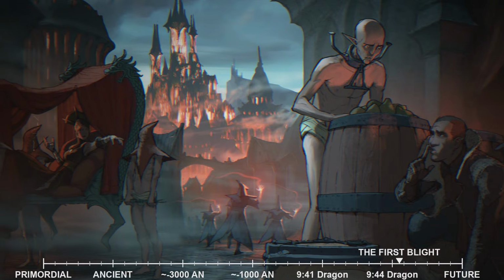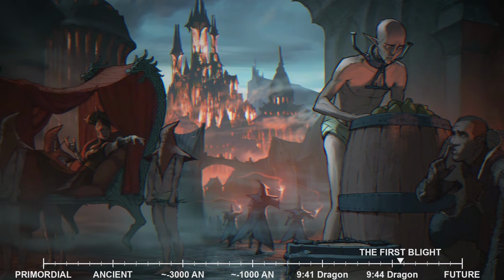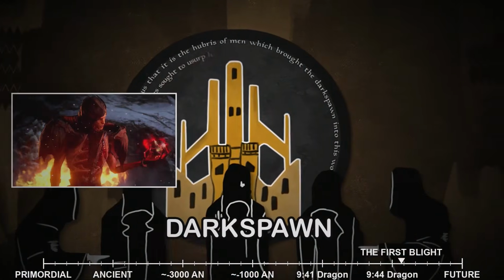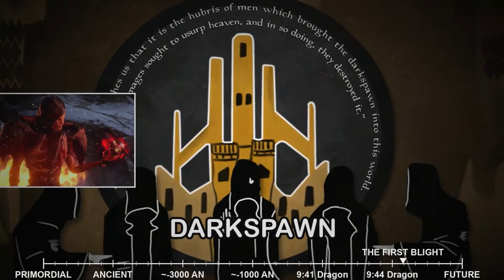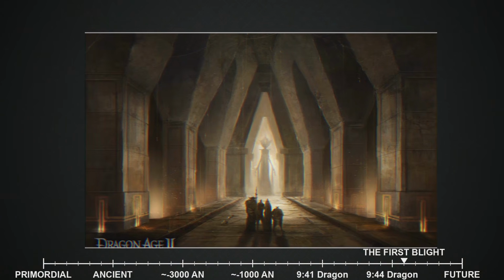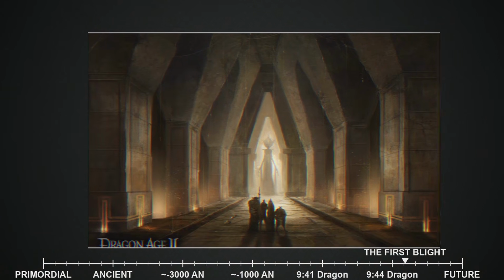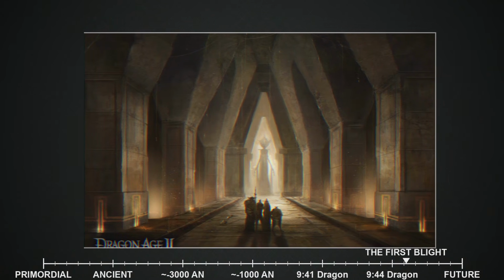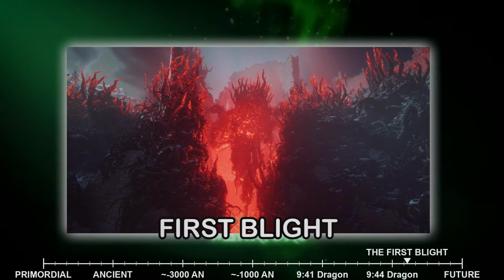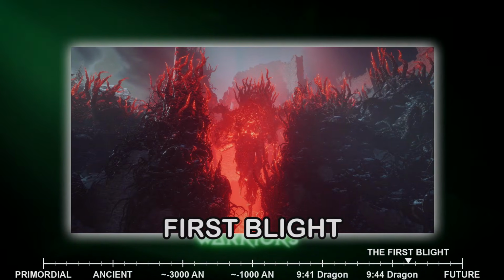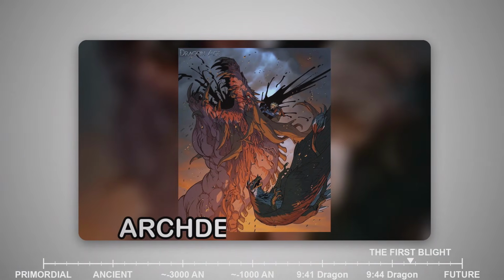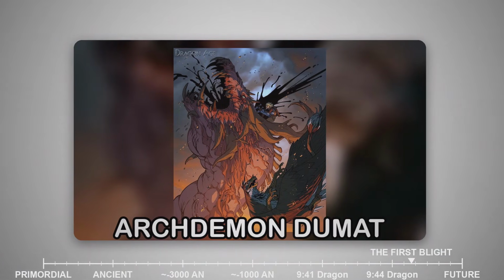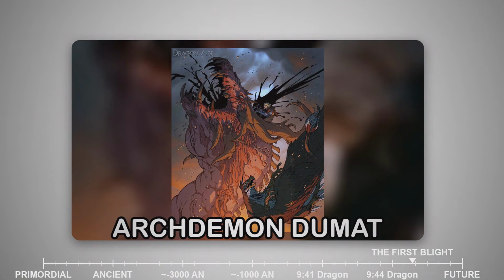The Magisters, now transformed into hideous, monstrous beings known as the First Darkspawn, were cast back into the mortal world. They emerged not from the surface, but from the forgotten depths of the Deep Roads, the ancient subterranean network built by the dwarves. This marked the beginning of the First Blight, a plague of unimaginable horror that would sweep across Thedas. Leading this grotesque horde was the archdemon Dumat, one of the old gods, dragons worshipped by the ancient Tevinter, now corrupted and twisted into a being of pure malice.